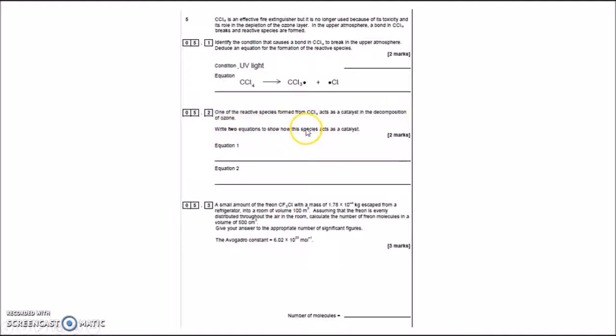Write the 2 equations to show how the species acts as a catalyst. Well, first of all, we need this, Cl dot, that's the reactive species, and it's going to break down ozone. Now ozone's O3.